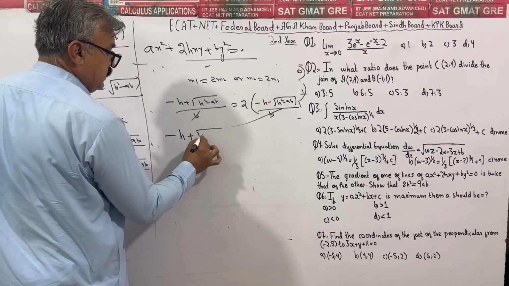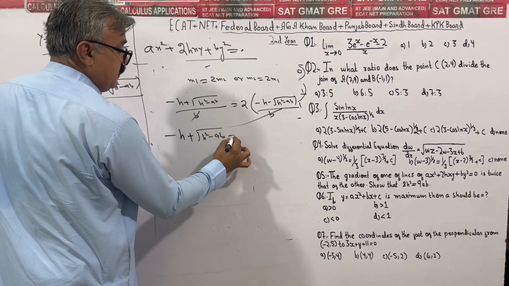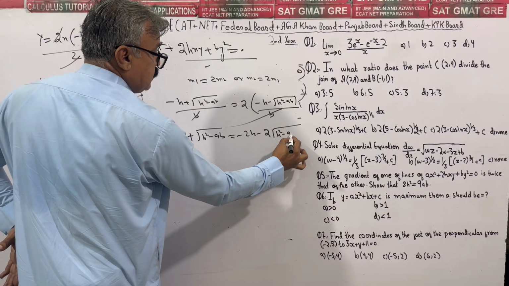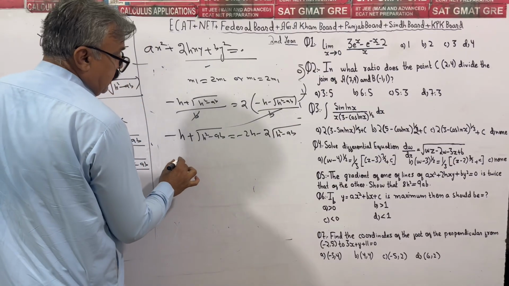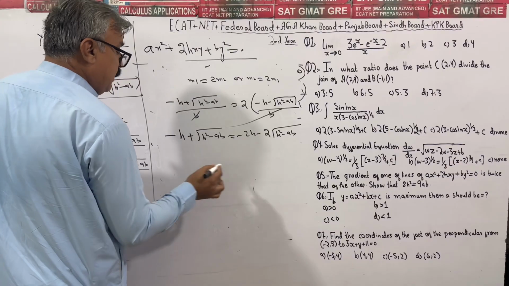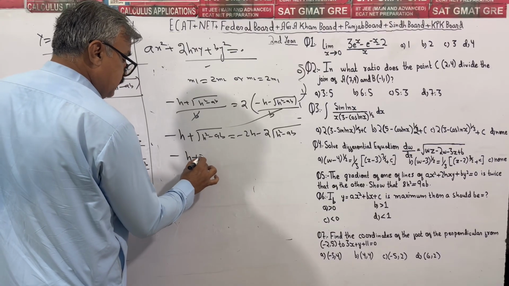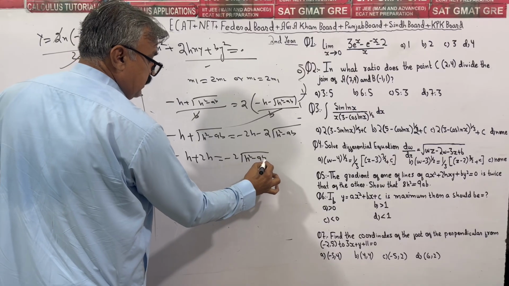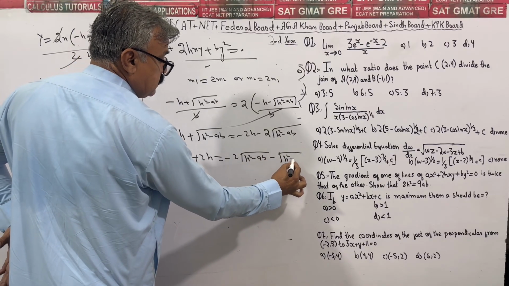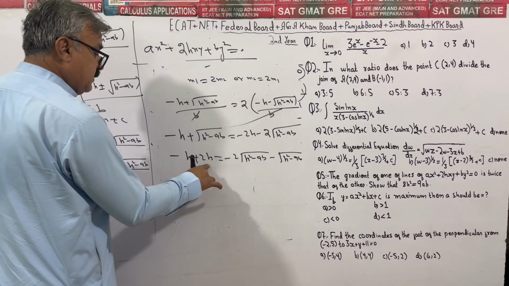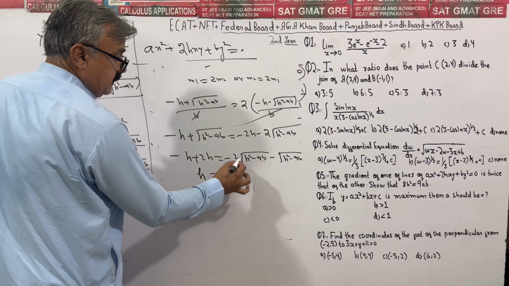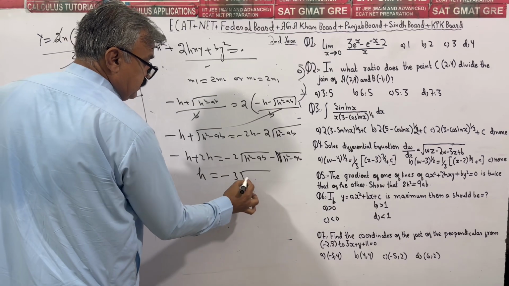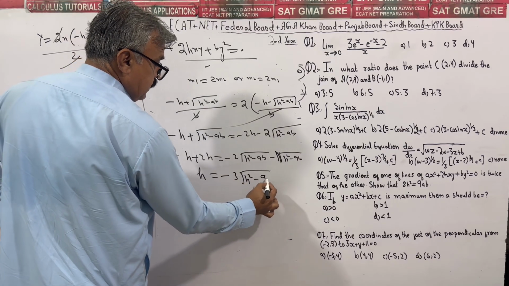Minus h plus root h square minus ab is equal to minus 2h minus 2 times root h square minus ab. Shift h on the one side, the root quantities on the other side. Minus h plus 2h, the result is positive h. Root h square minus ab plus 2 root h square minus ab, that is 3 times root h square minus ab.